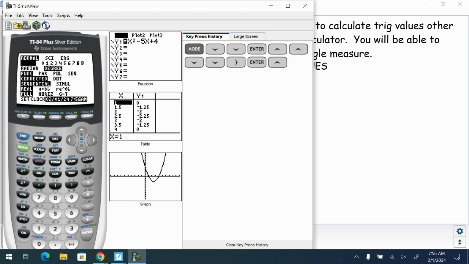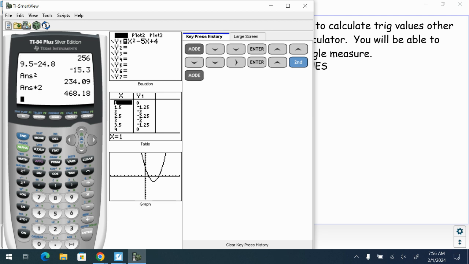To get out of this, hit your second button, then the mode button again, which quits us out of there. We can type into our calculator the sine of 13 degrees. I always close my parenthesis out. We just type it in and hit enter, and it comes up with the sine of 13 degrees. Now, when dealing with sine, cosine, and tangent, most of the time these are going to be irrational numbers.